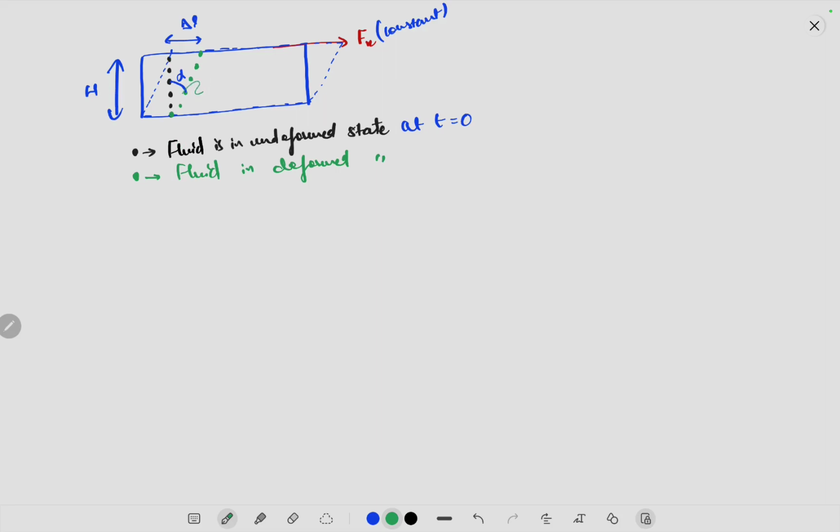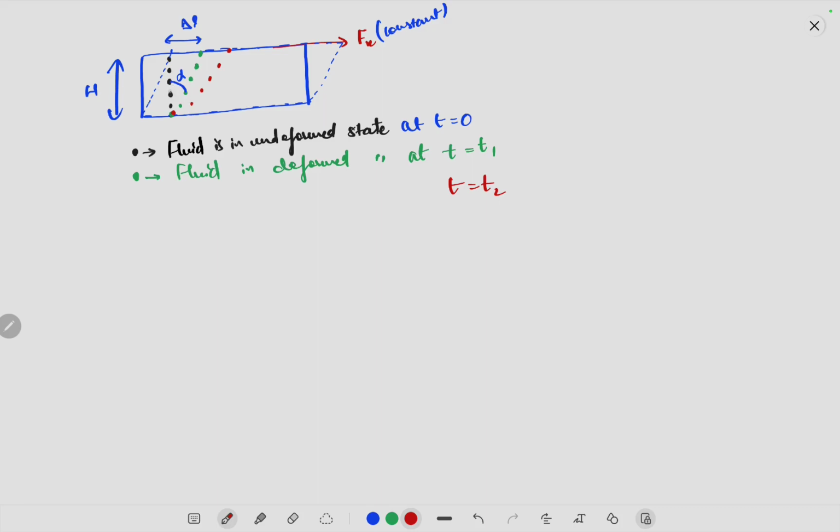So this green would not actually tell me the fluid in deformed state at all times. Instead, it would tell me that the fluid is in deformed state at, let's say, t is equal to t1. Now with time this angle would go on changing, and let's assign at t equal to t2 the points would look like this. The angle alpha would increase.